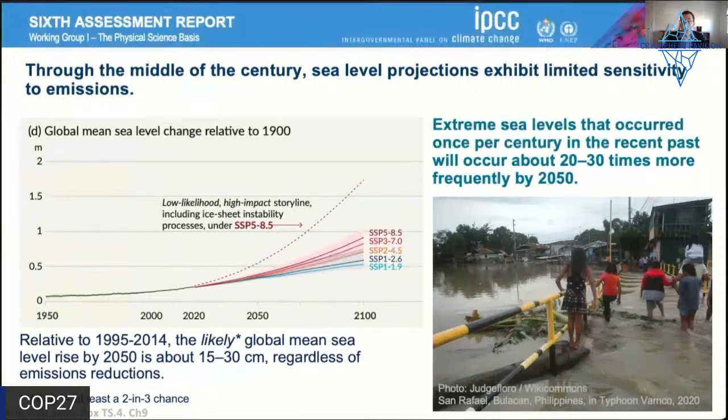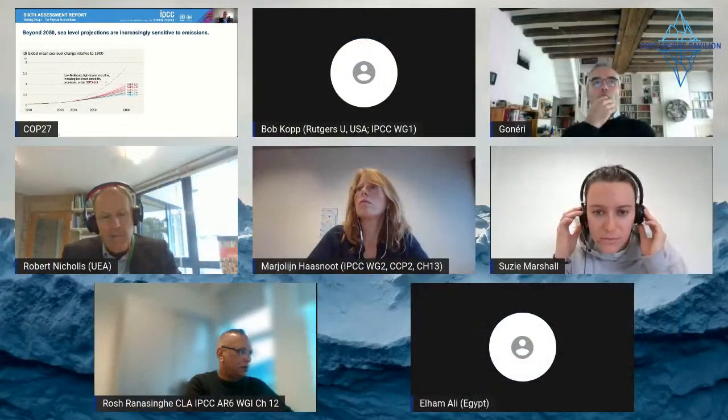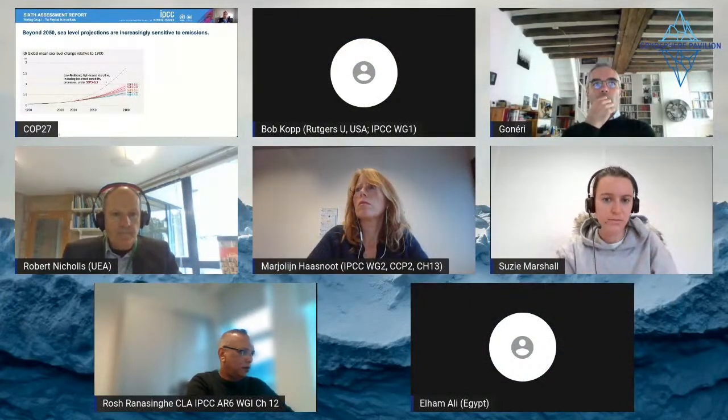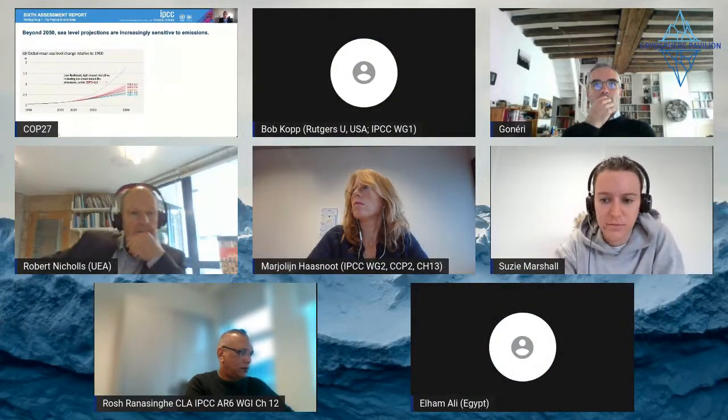And as a consequence, that means that extreme sea levels that occurred once per century in the recent past will occur about 20 to 30 times more frequently by 2050. So colloquially, we might say that the 100-year high water level is likely to become, on average around the world, about a 3 to 5 year high water level. Beyond 2050, sea level projections are increasingly sensitive to emissions.